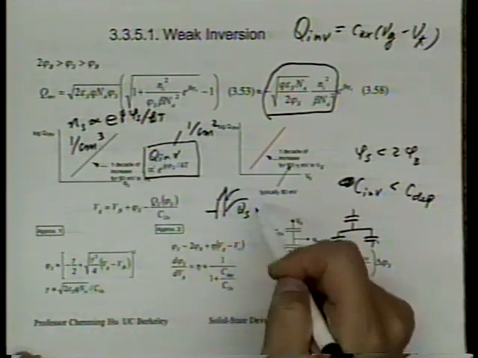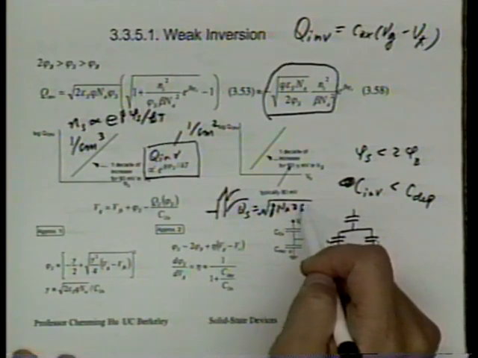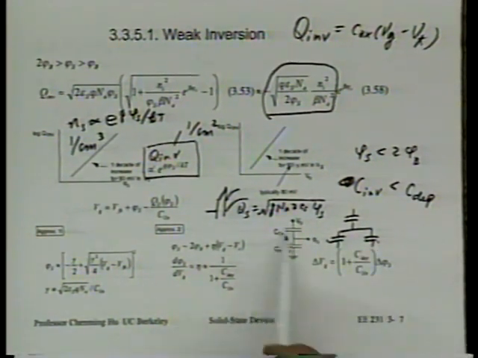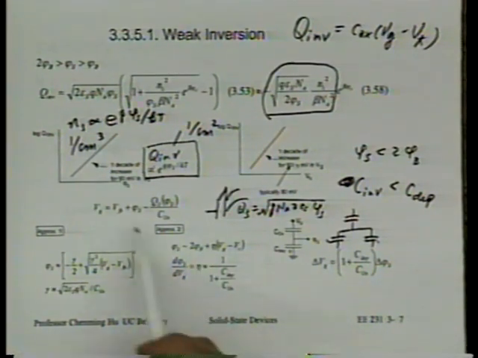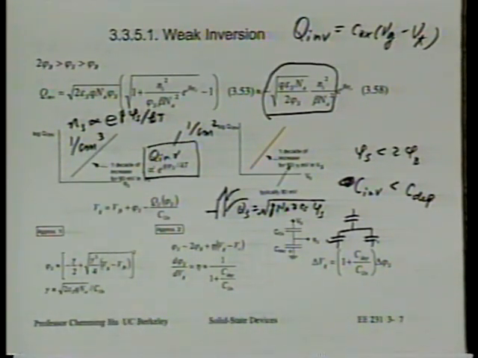It has to do with the square root of q N A epsilon s times what? Times phi s, yeah? So if we substitute that into which equation? Into this one, it will be very easy to solve phi s as a function of Vg, isn't that right? It's just a polynomial. Is that right? Okay? All right? And if you solve that, you can show something like that.